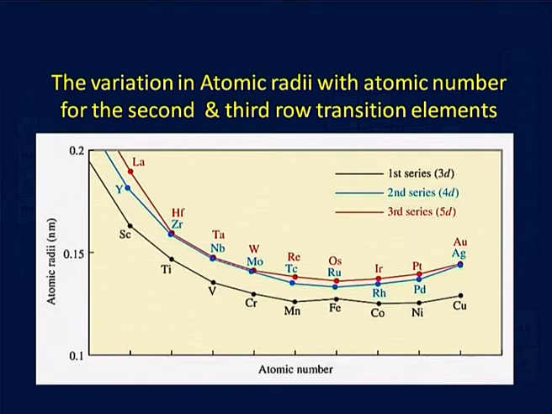So, this figure again shows the variation in atomic radii with atomic number for the second and third transition series. You will see that a similar trend is observed in the elements of the second and third transition series. The trend is quite similar for the first transition series also, but the size of the second and third row transition elements is almost similar and they are a little higher than the first row transition series elements.